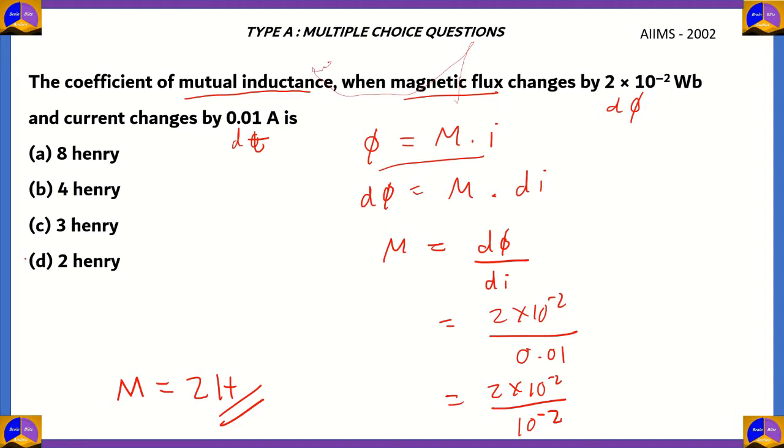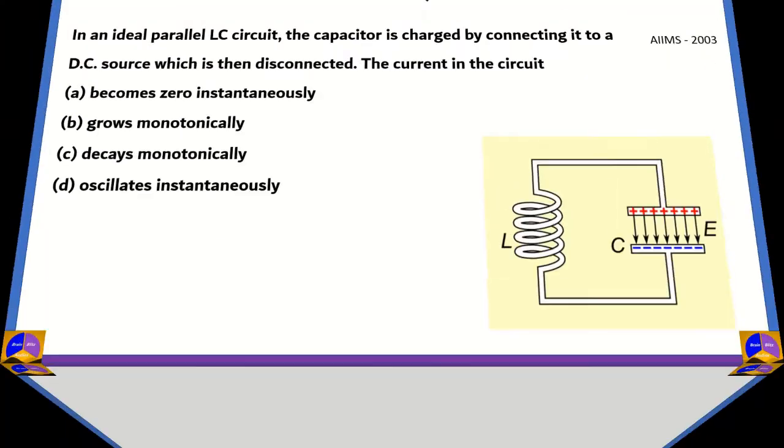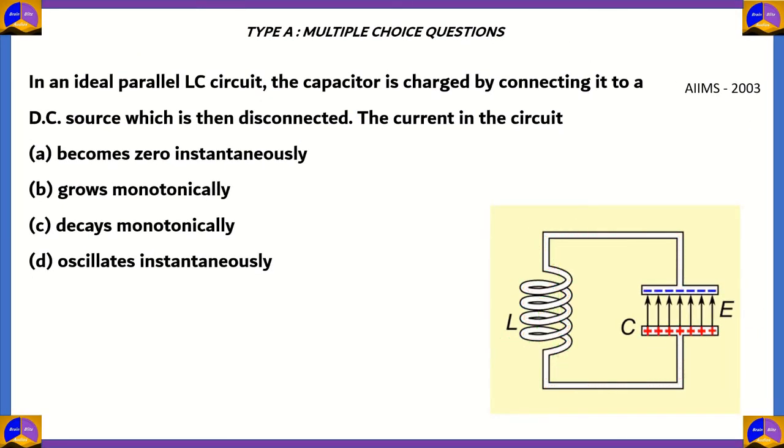Therefore, the right option is option D, 2 Henry, and we use the formula phi is equal to M times I to find that out. Since we have both d phi and di values given here, it is easy. You just have to replace phi by d phi and I by di, and then find the mutual inductance. So you got it as 2 Henry. Option D is the right option. Let's look at our second question.